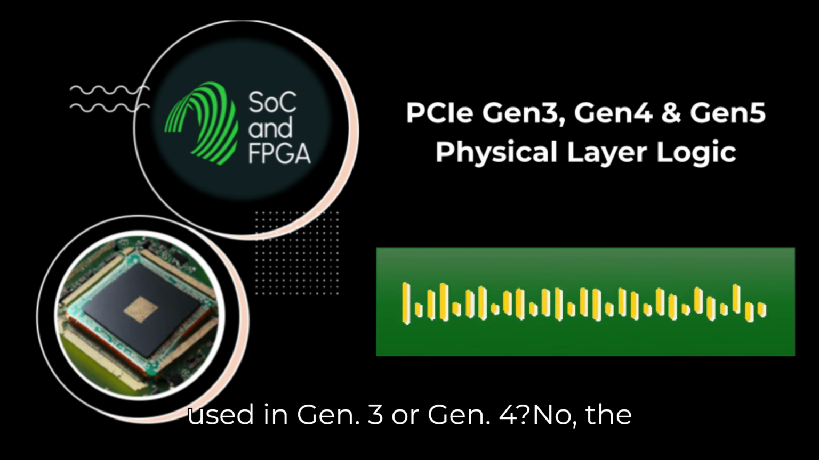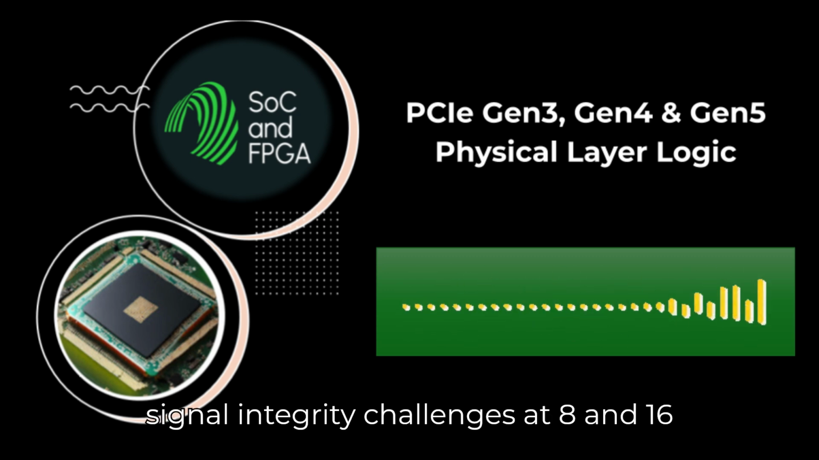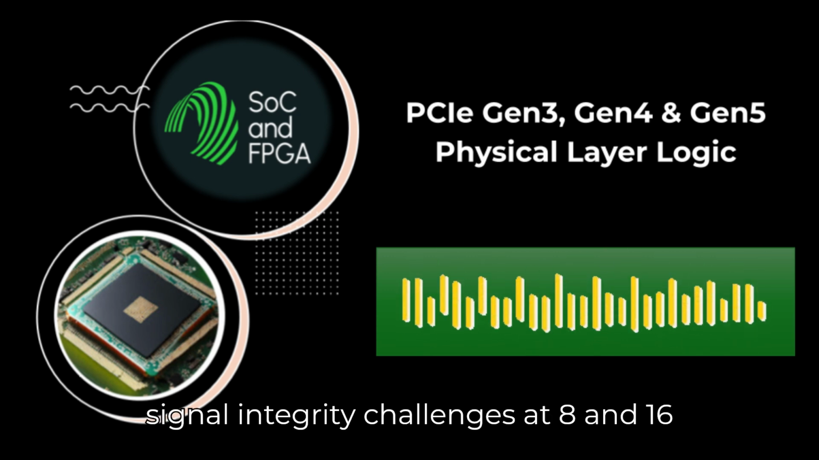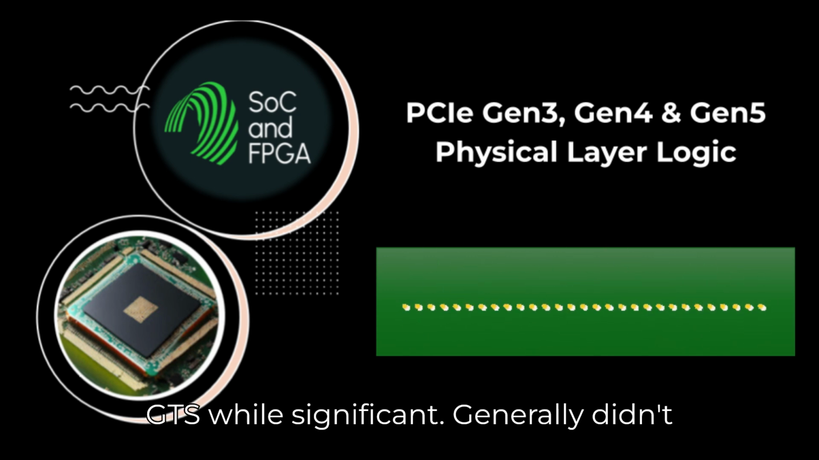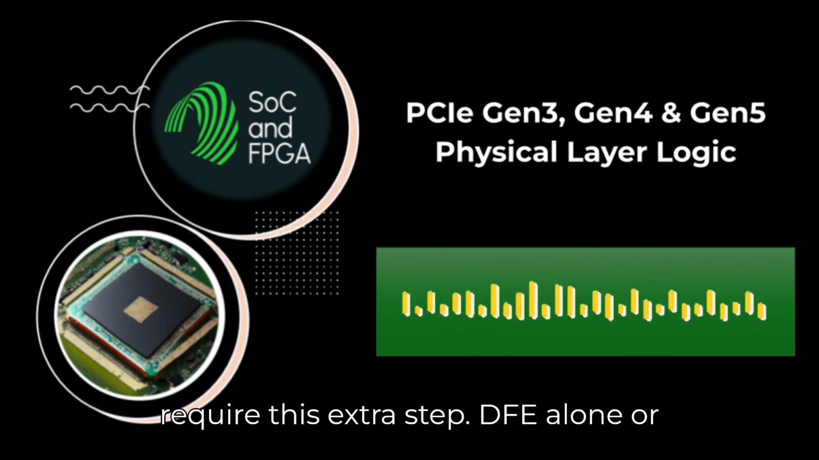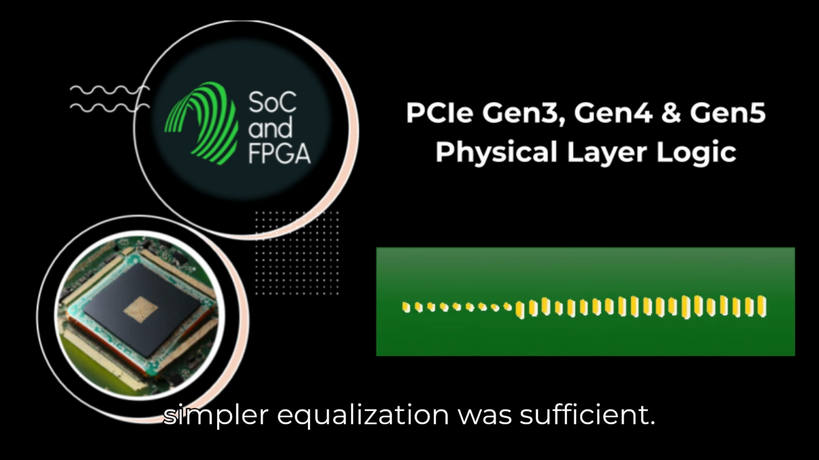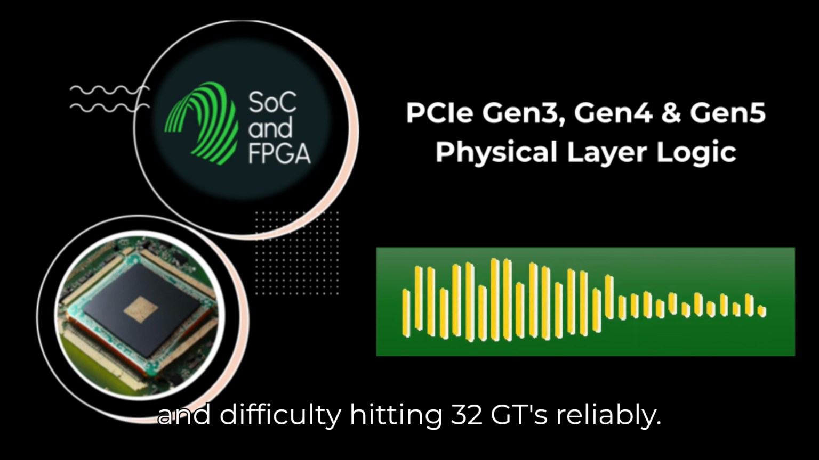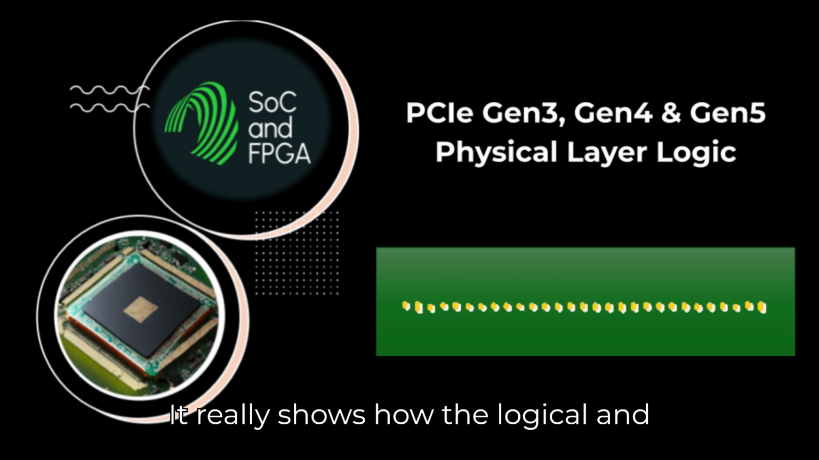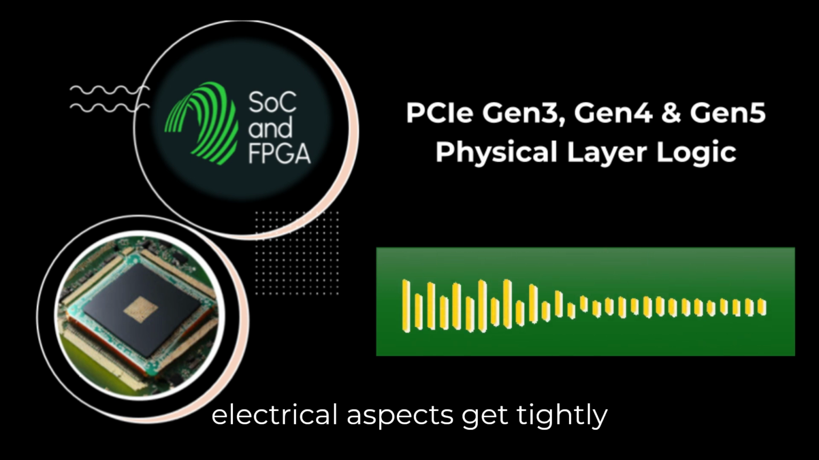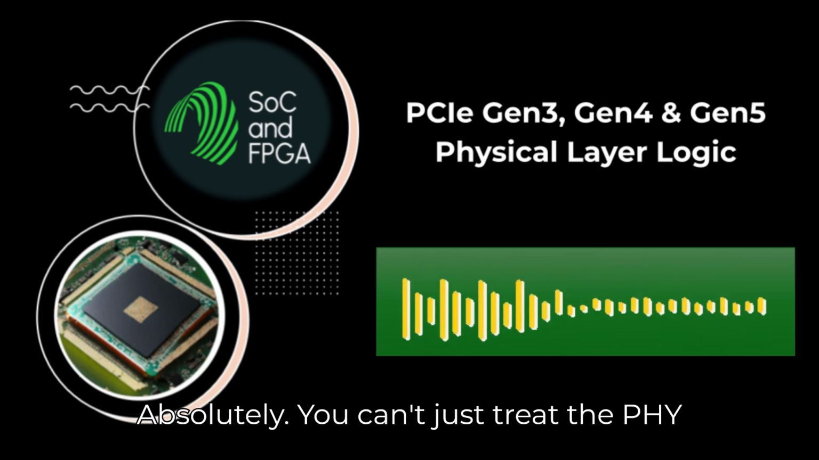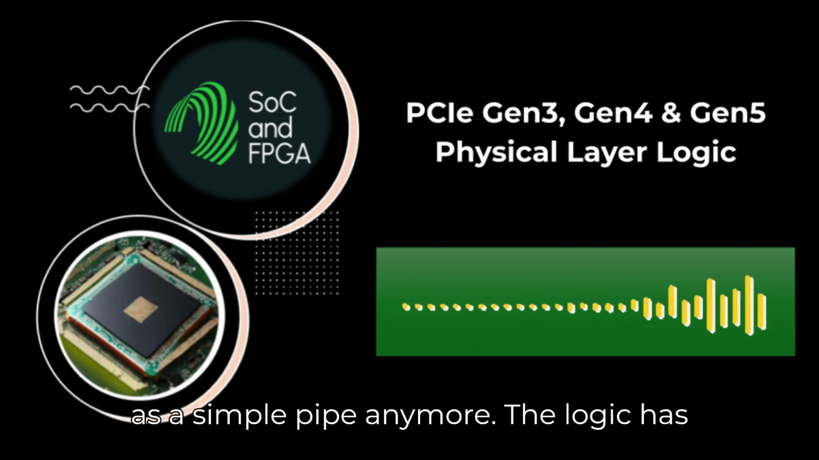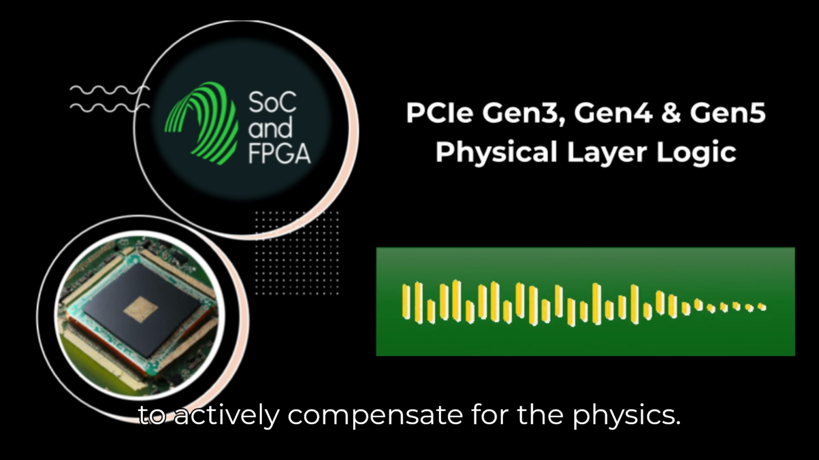Was it used in Gen 3 or Gen 4? No. The signal integrity challenges at 8 and 16 GT/s, while significant, generally didn't require this extra step. DFE alone, or simpler equalization, was sufficient. Precoding really marks that step change in difficulty hitting 32 GT/s reliably. It really shows how the logical and electrical aspects get tightly intertwined at these speeds, doesn't it? Absolutely. You can't just treat the PHY as a simple pipe anymore. The logic has to actively compensate for the physics.